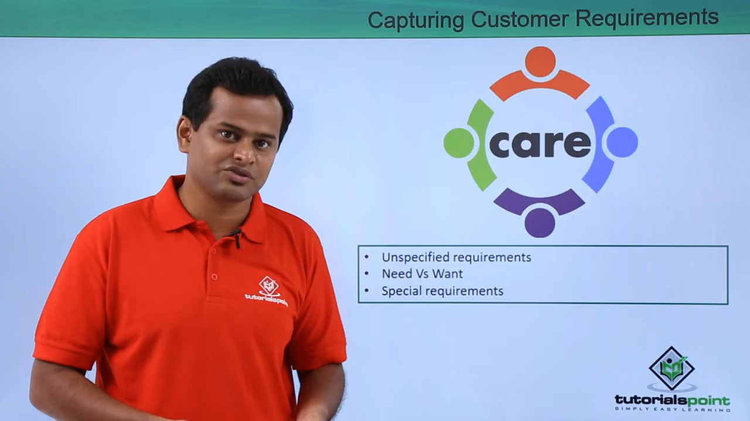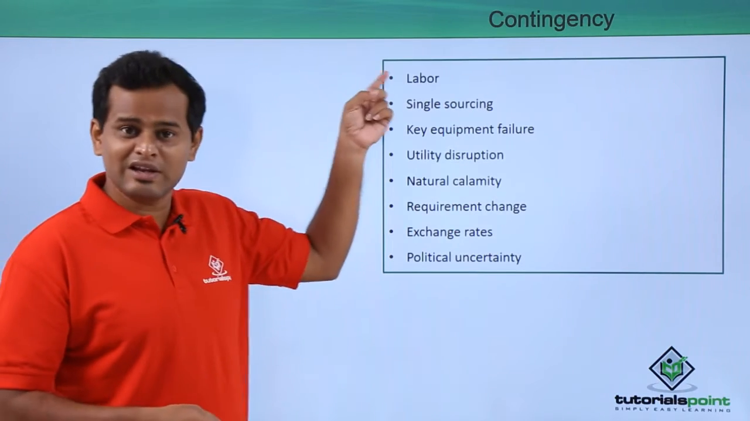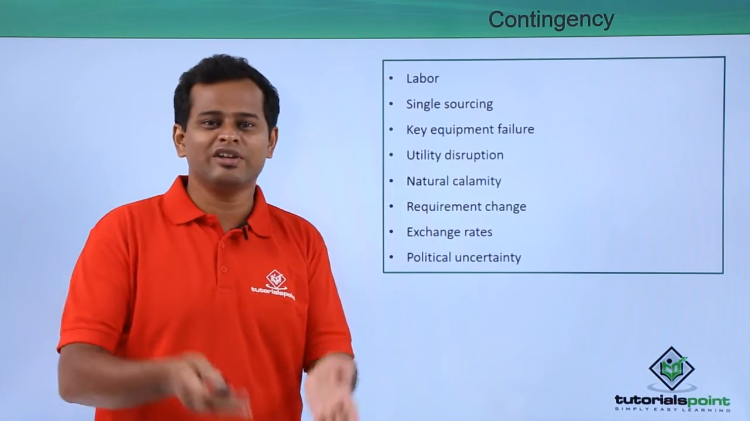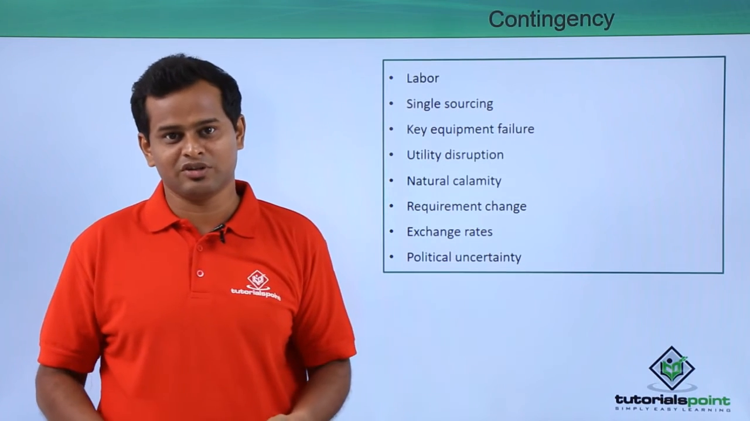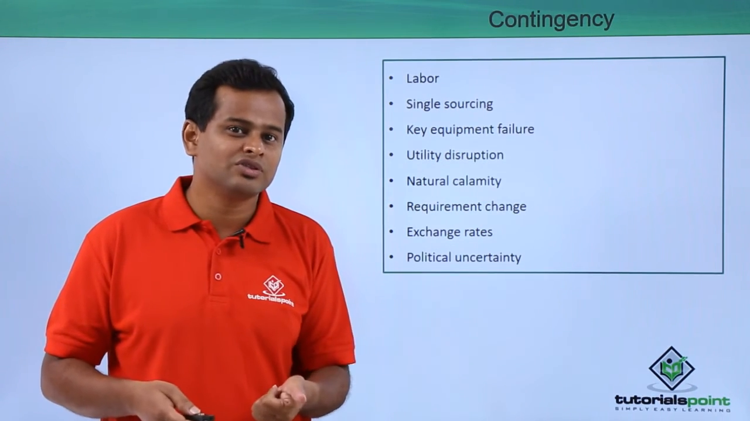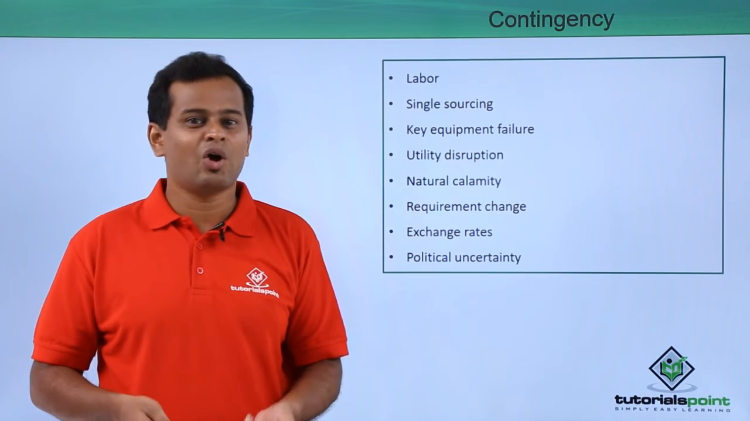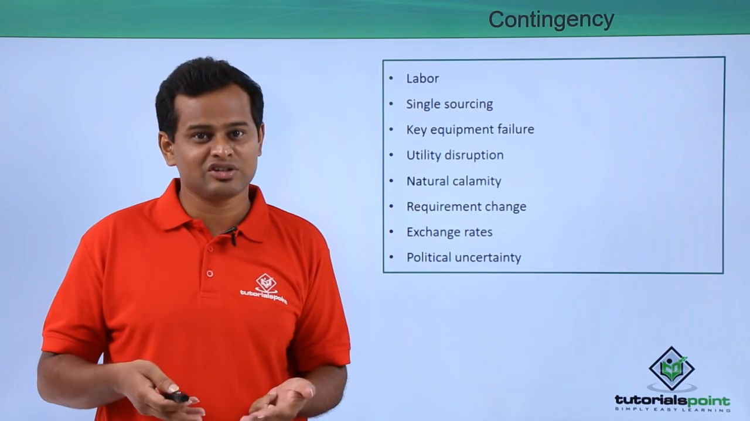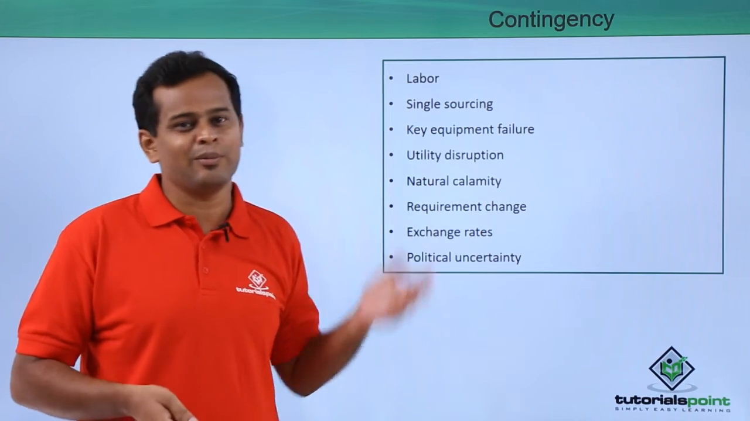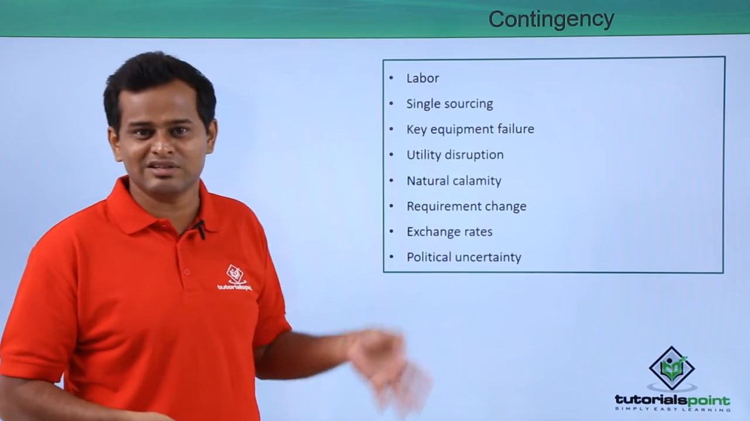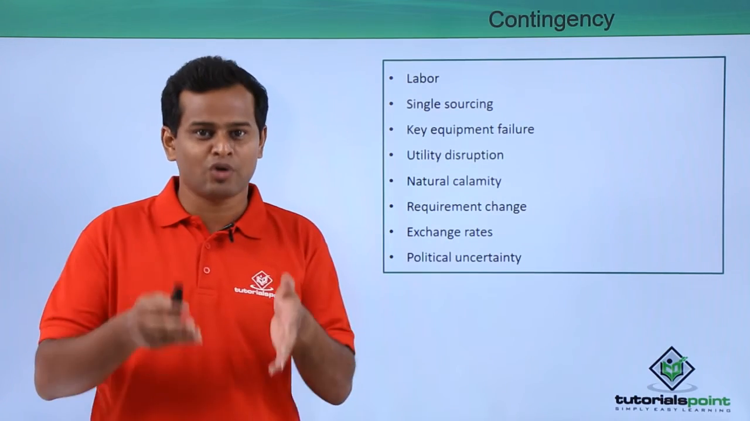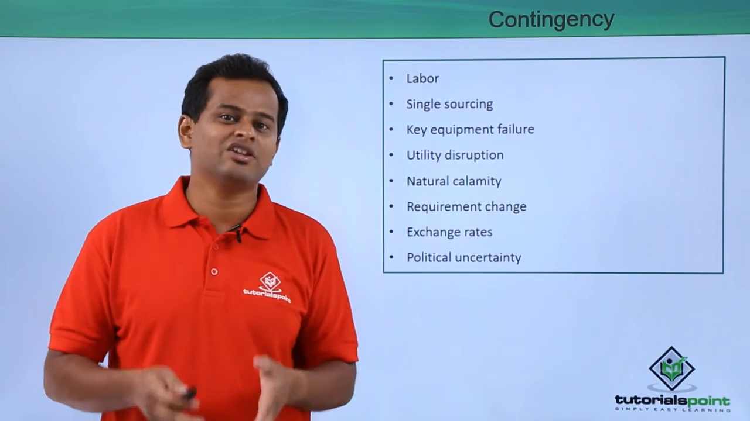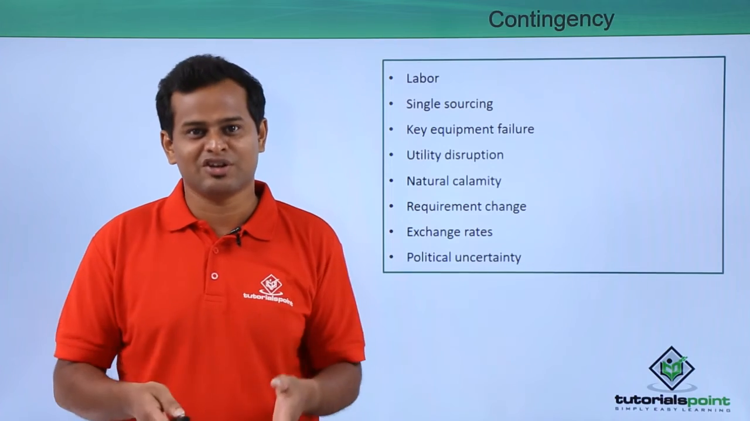We will be understanding the contingencies because we never know where disruption can come into our supply chain management. There can be labor problems, key equipment failures, or there can be exchange rate fluctuations, or from natural calamity itself. We have seen several of these things. So we need to manage accordingly for these disruptions properly so that our supply chain management does not get disrupted.